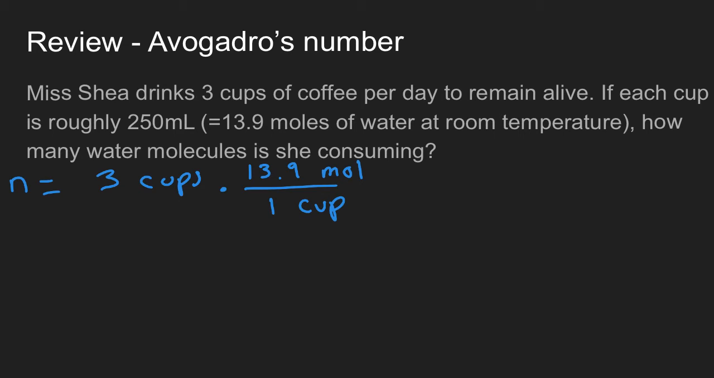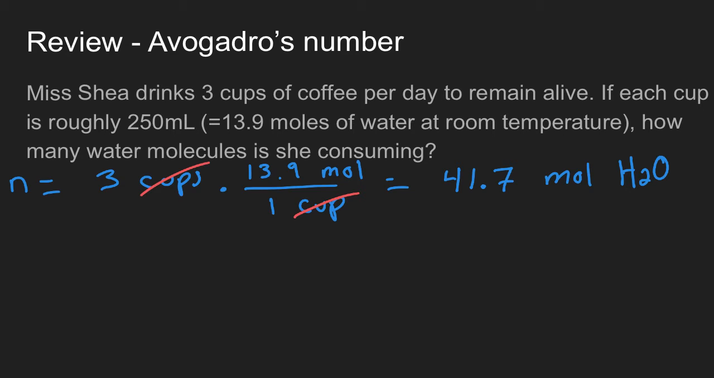When I do this calculation, my unit for cups will cancel out. And when I do 3 times 13.9 in my calculator, I get 41.7 moles. And we again are assuming that our coffee is mostly just water. So those are moles of water.